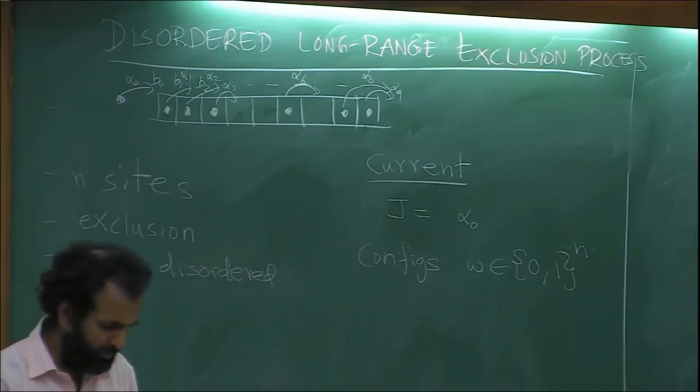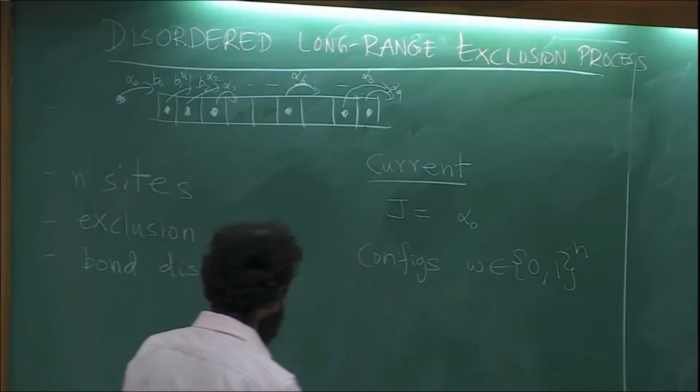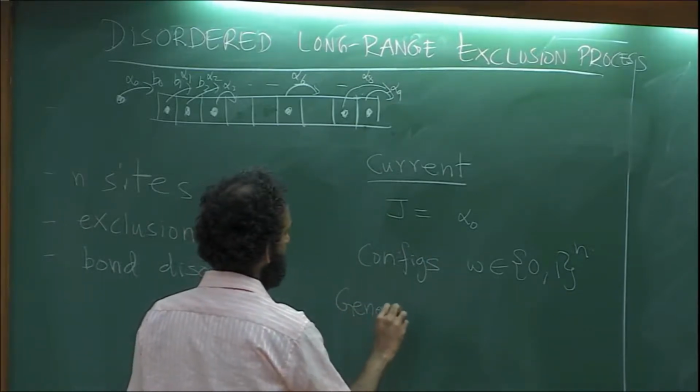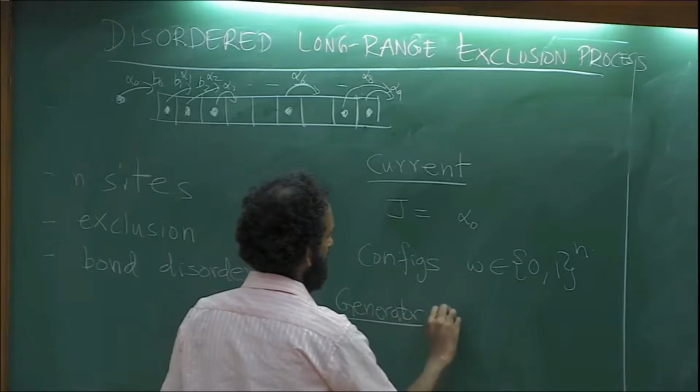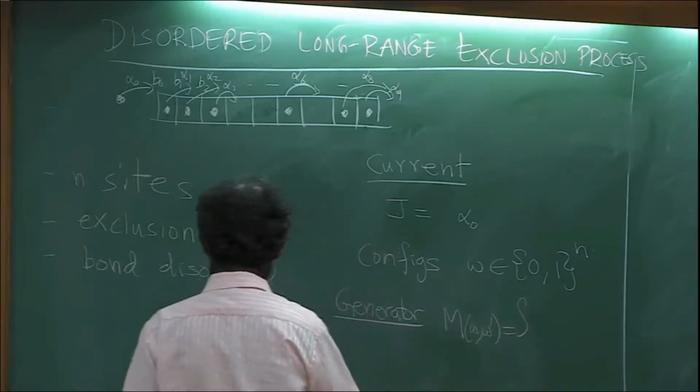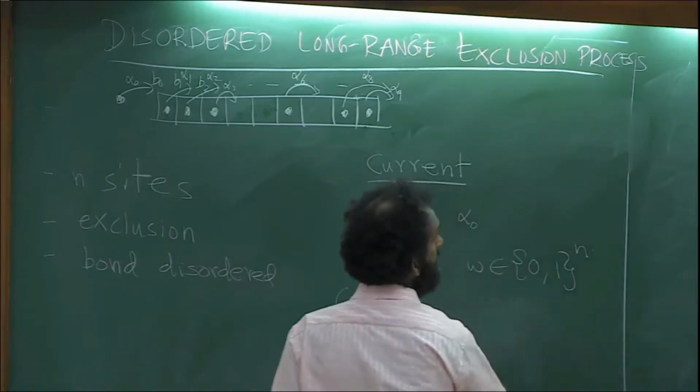1 corresponds to occupation and 0 corresponds to vacancy. So the generator of this process, M(W, W prime), maybe I'll write it in the next.